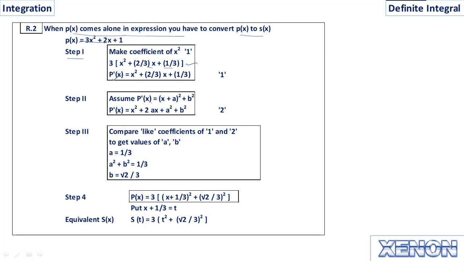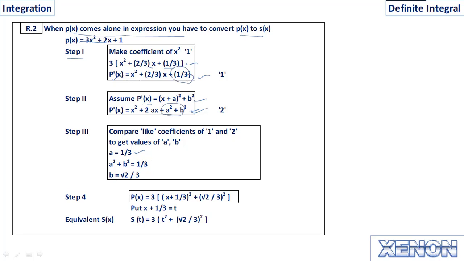Now we assume that p dash x equals (x plus a) whole square plus b square. When we expand this, we get x square plus 2ax plus a square plus b square. Now we will compare the coefficients of equation 1 and equation 2. While comparing, we get 2a equals 2 upon 3, so a equals 1 upon 3, and a square plus b square equals 1 upon 3.